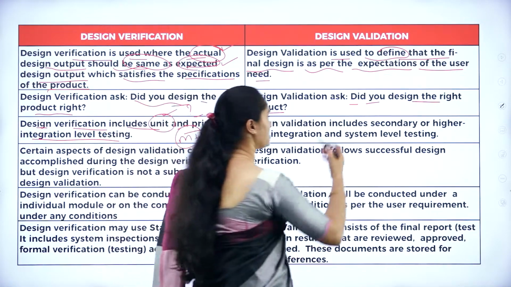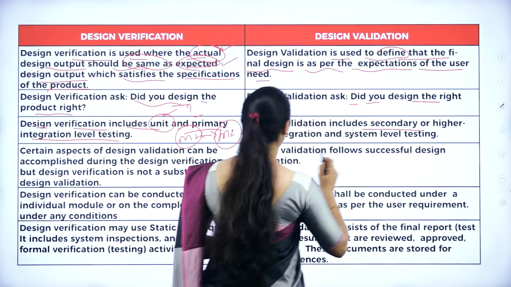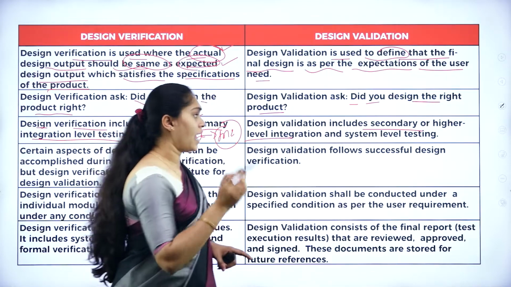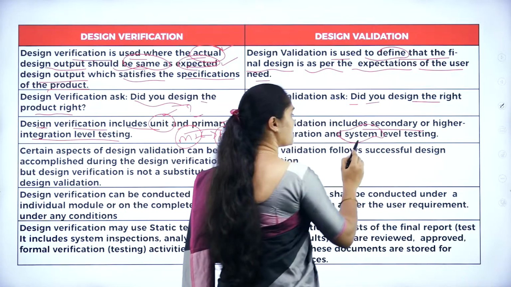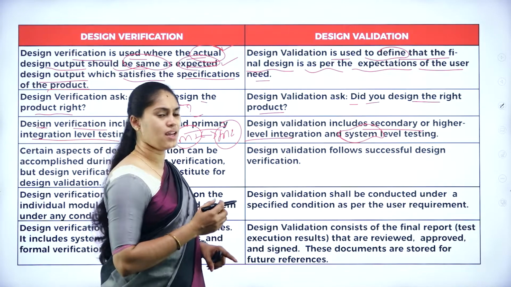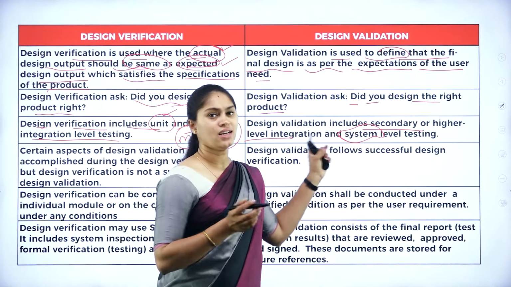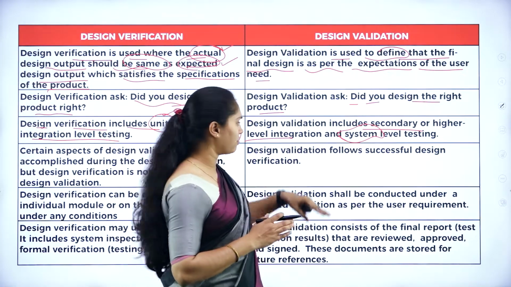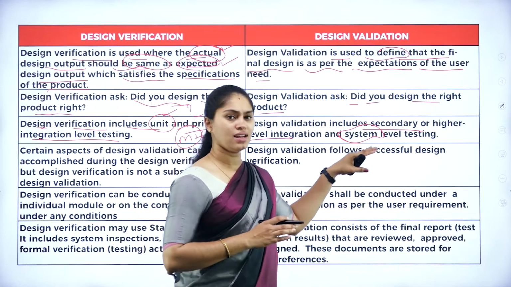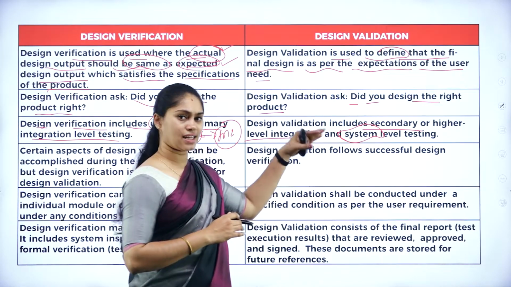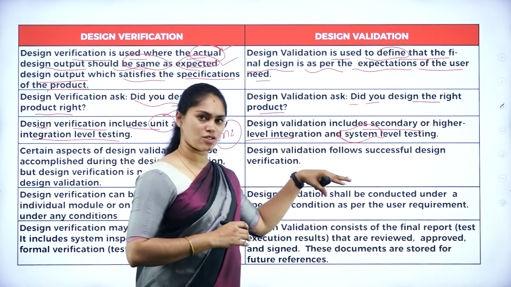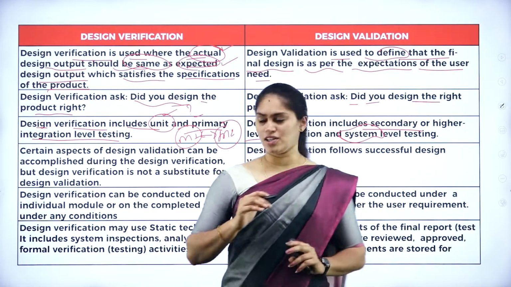But in validation, along with that, secondary or higher level integration, that is system level testing, is also done. By integrating all the modules or main modules, we can have software system level testing, and all the higher level integration testing is also done in validation.